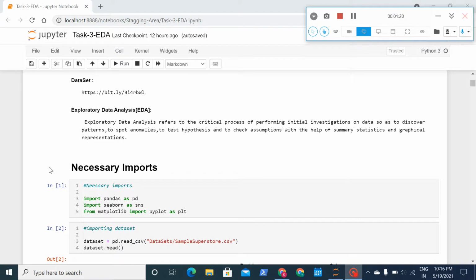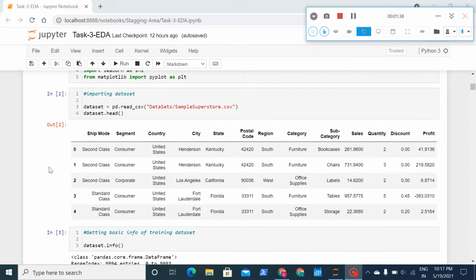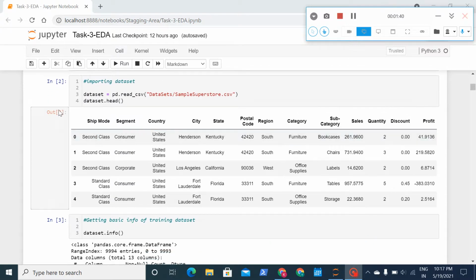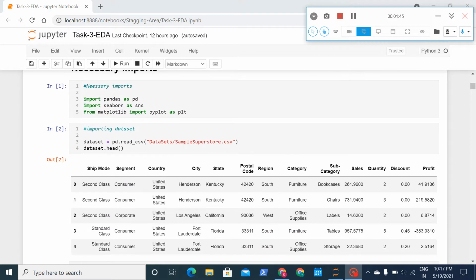Let's jump into the code. First, we will be importing the necessary packages. The main packages we are going to use in this process are Pandas, Seaborn, and Matplotlib. Seaborn and Matplotlib are visualization packages. Next, we will be importing the dataset. I have already downloaded the dataset from this link and stored it as sample superstore.csv. Using the pandas.read_csv function, I have imported the dataset and stored it in a variable known as dataset.